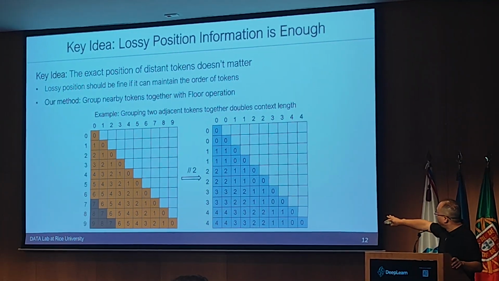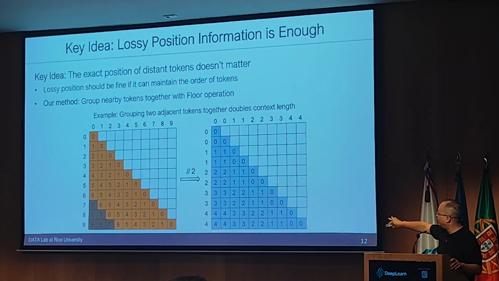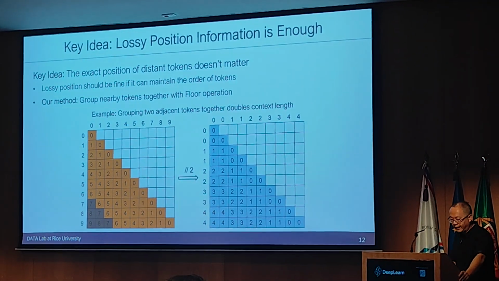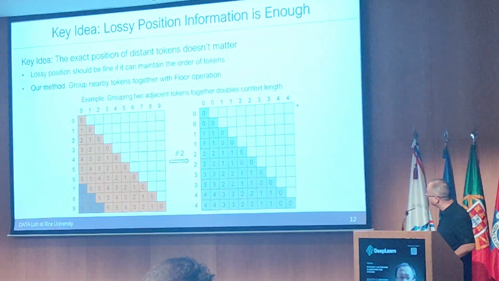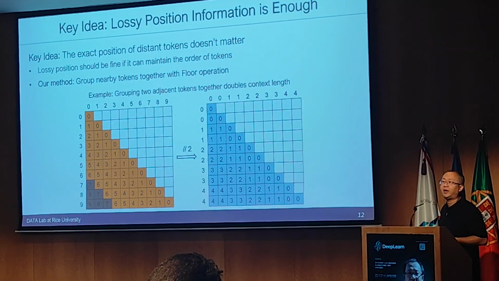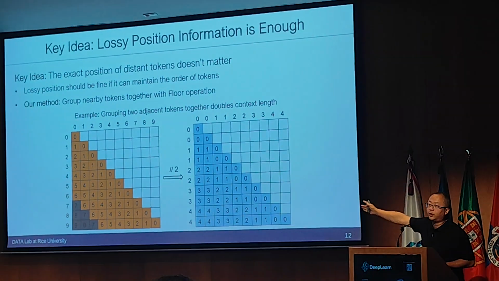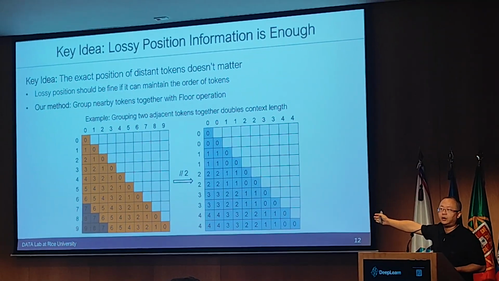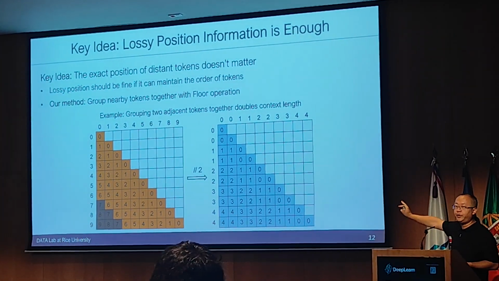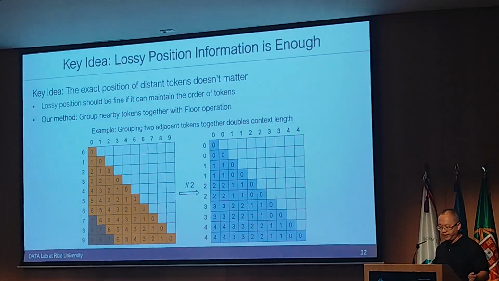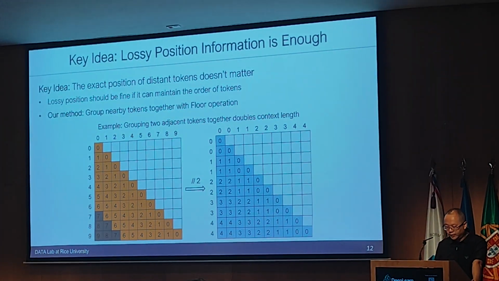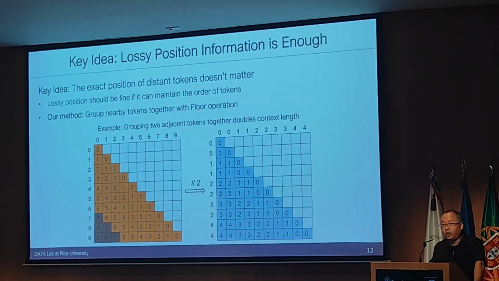But now, the position information is 5 at most. That's why we will be able to deal with 10 tokens. Previously, we were not able to process this because it was over the context window. But now, with a very simple operation, by grouping them by 2, we will be able to deal with them. That's the basic idea of how we group them together and deal with long context information with this very simple floor operation.